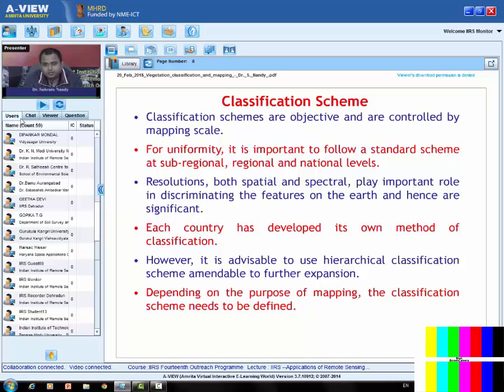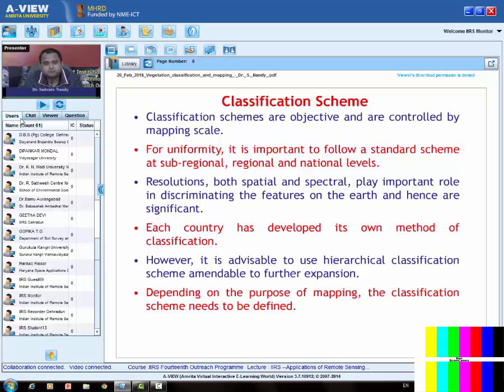Suppose the aim of my study is to study the forest cover of the whole world. So it is forest cover of the area, and I will not go for forest types. Because it's a larger area, I will restrict myself to forest and non-forest. So my classification scheme will be this. But again, the classification scheme is totally dependent on the objective of the study, the purpose of mapping.